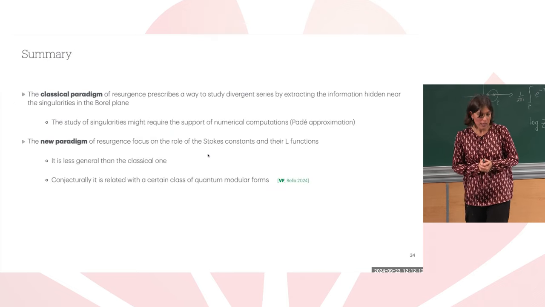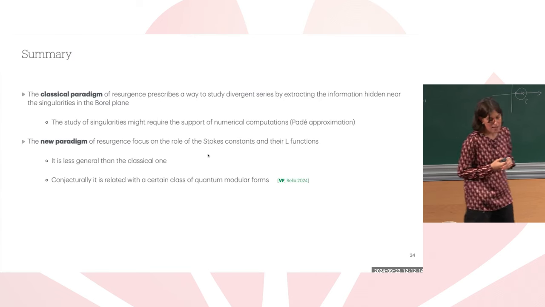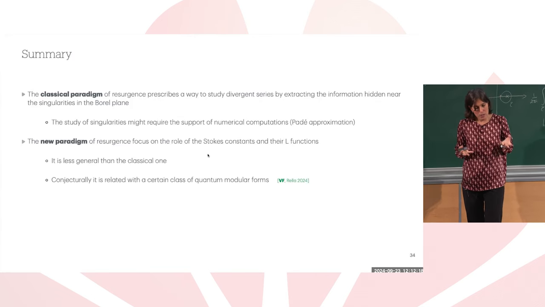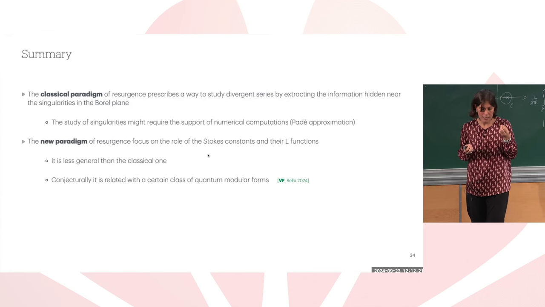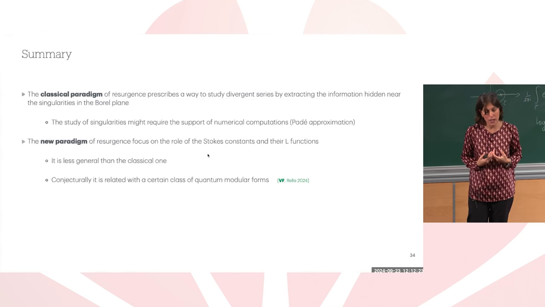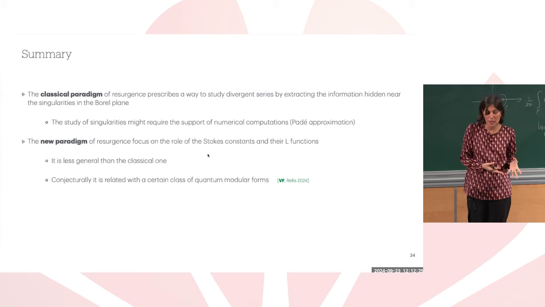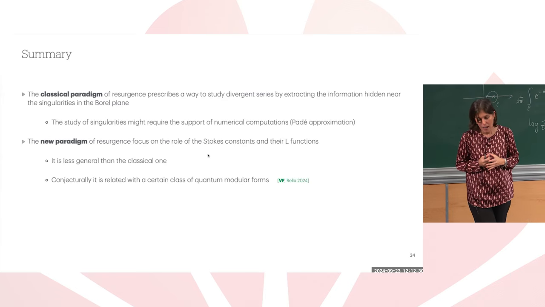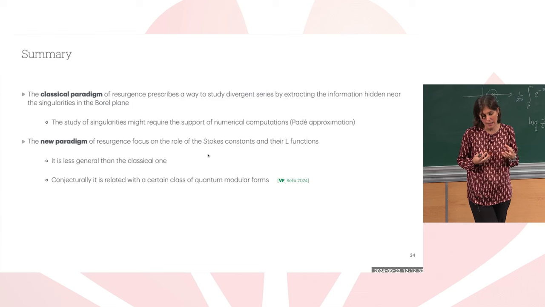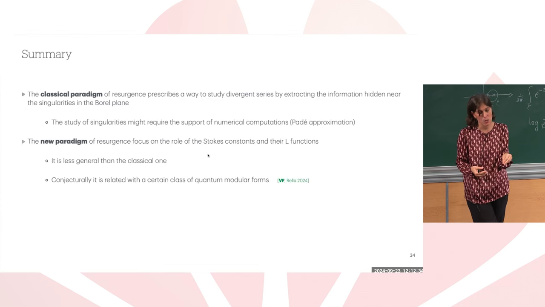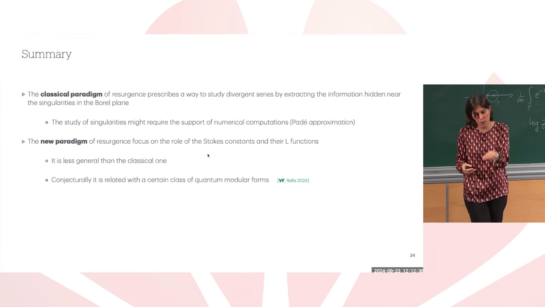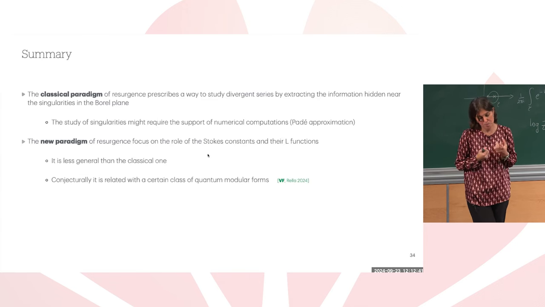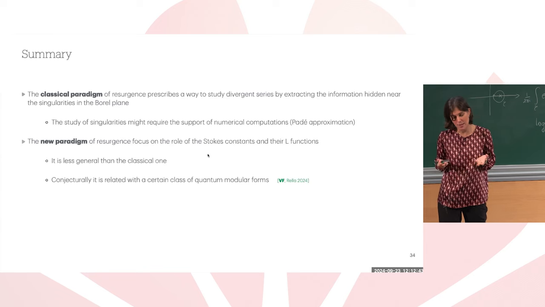And so to conclude, let me briefly summarize what we have seen so far. This classical paradigm of resurgent functions is really the technique you can use to extract new information from a divergent series. I think the important thing to remember is that the information is at the singularities in the Borel plane. That's where, if we look close, we see something new appear. And it's typically hard to get access to this information.